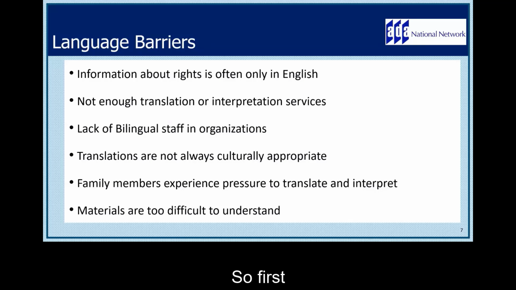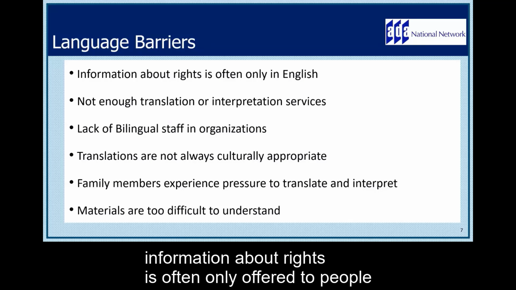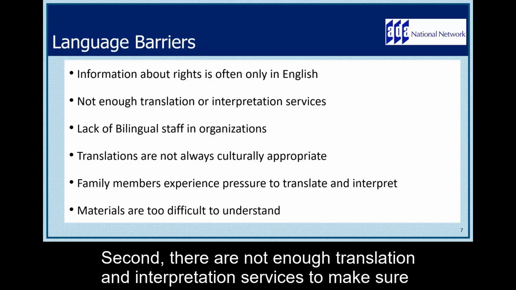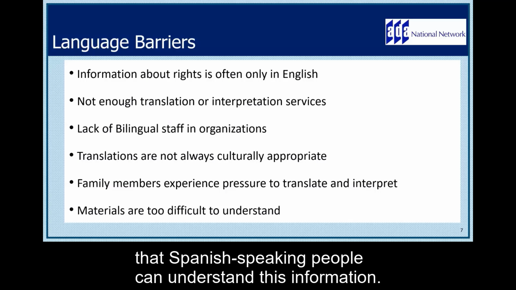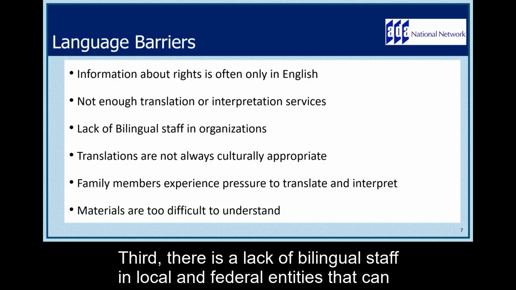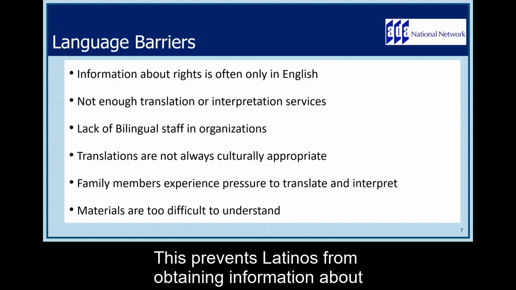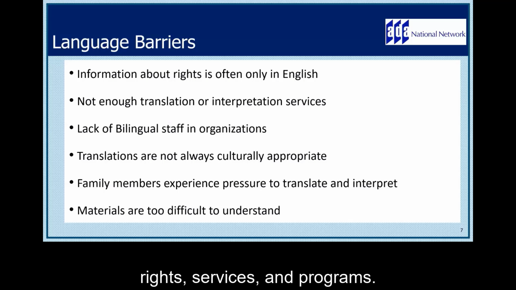So first, information about rights is often only offered to people in the US in English. Second, there are not enough translation and interpretation services to make sure that Spanish speaking people can understand this information. Third, there is a lack of bilingual staff in local and federal entities that can provide information in Spanish. So, what happens? This prevents Latinos from obtaining information about rights, services, and programs.